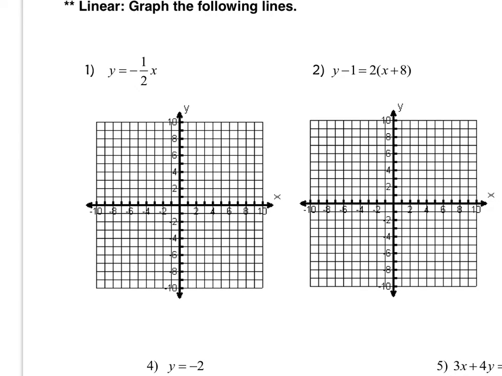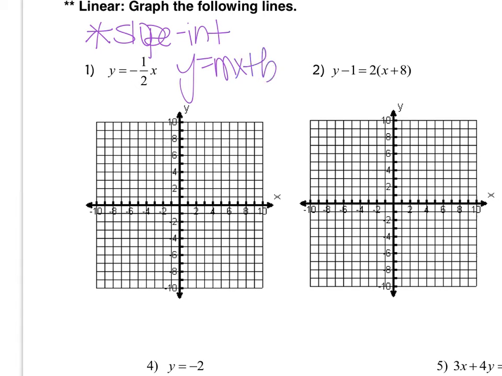Remember that in number 1, this is slope-intercept form, which is y equals mx plus b. So you start at the y-intercept, which is 0, and then you graph the slope, which is m. The y-intercept in this example is just 0. Remember that if you don't see a number there, it's implied that it's 0. Okay, and then since the slope is negative, it's going to fall to the right. So negative slope falls to the right, positive slope rises to the right.